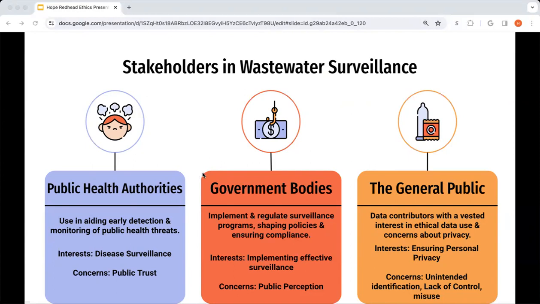The second one is governing bodies. So they're responsible for implementing and regulating these surveillance programs. They play a crucial role in shaping policies, ensuring compliance, and balancing public health priorities with ethical considerations. And the last one is the general public. I think that one's pretty self-explanatory in the sense that we don't want our personal data just being passed around. So there needs to be a lot of transparency.